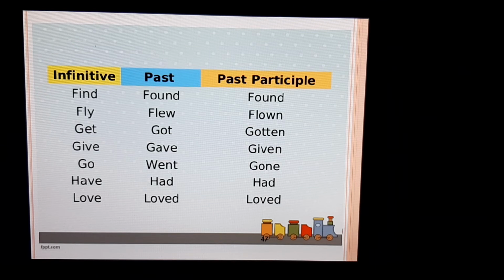Now here are some examples of past participle verbs. Find, found in the past, participle also found. Fly, flew, flown. Get, got, gotten. Give, gave, given. Go, went, gone. Have, had, it's the same. Love, loved, loved. Be careful. If your verb in the past is regular, which means that it has d or ed or ied, it stays the same in the participle. It doesn't change.